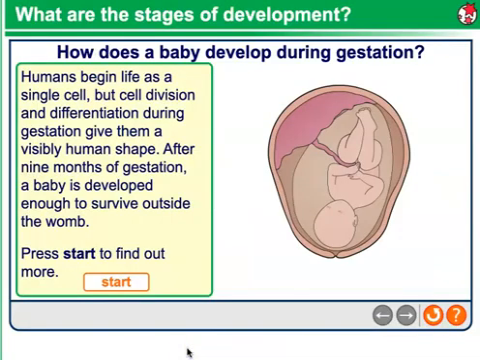So what are the stages of development? How does the baby develop during gestation? Humans begin life as a single cell, but cell division and differentiation during gestation give them a visibly human shape. After 9 months of gestation, a baby is developed enough to survive outside the womb.